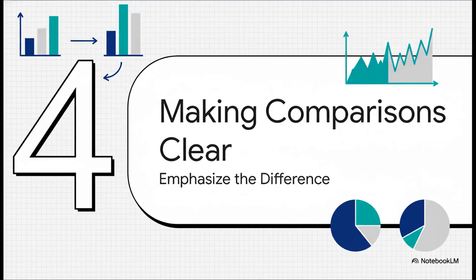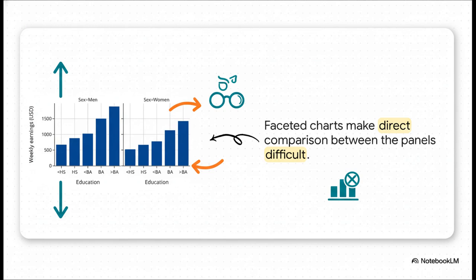This brings us to another really core idea. A good visualization has to make it easy for the viewer to make the intended comparison. You can have the exact same data, but depending on how you present it, you can either completely hide the key message or make it jump right off the page. Let's take a look at this chart. It shows median weekly earnings by education level, with separate panels for men and women.